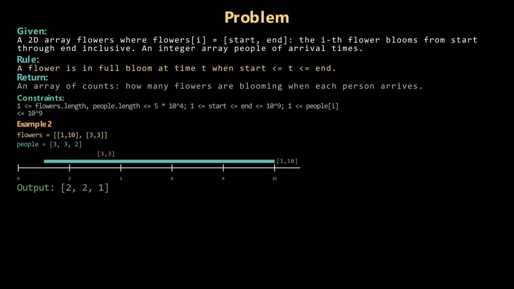Example 2, blooms [1,10] and [3,3]. A person at time 3 sees both blooms, so the count is 2. The next person also arrives at 3, still 2. A person at time 2 sees only bloom [1,10], so the count is 1. Output 2, 2, 1.